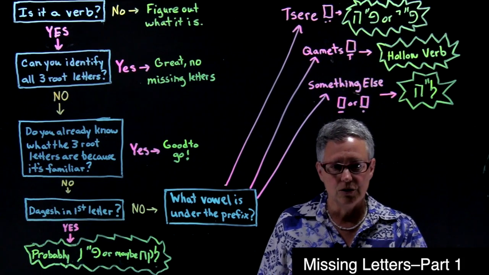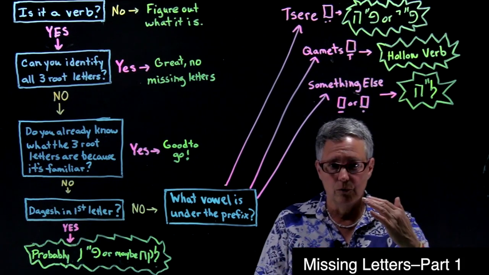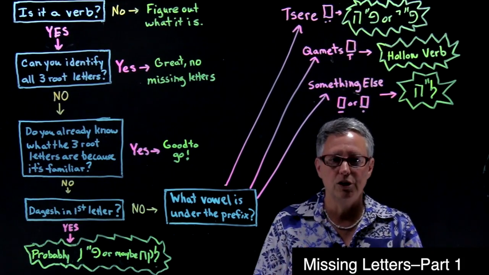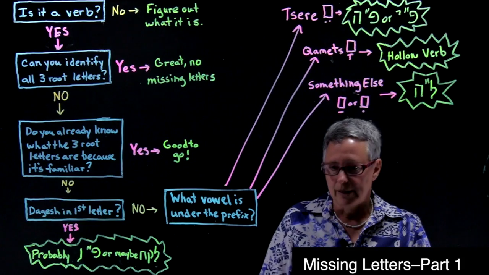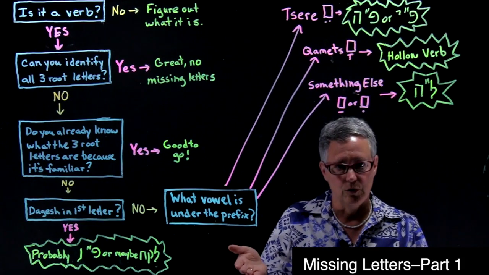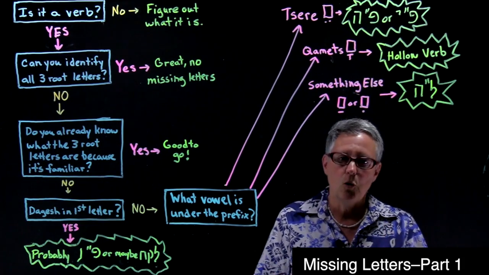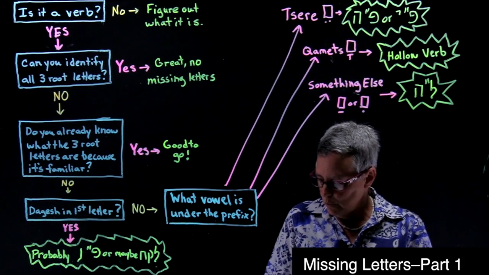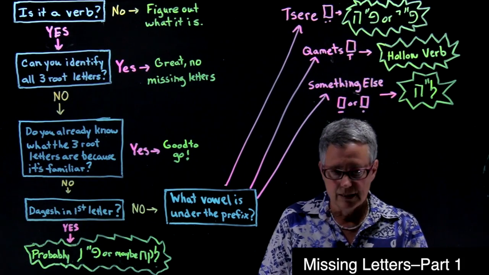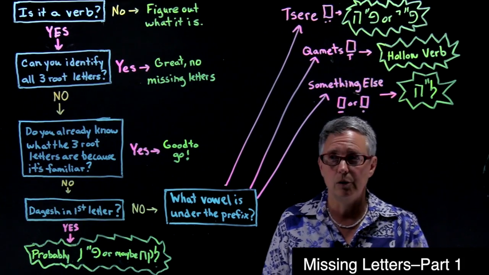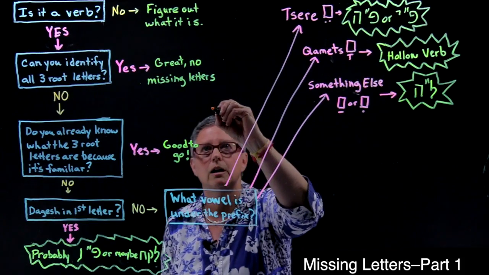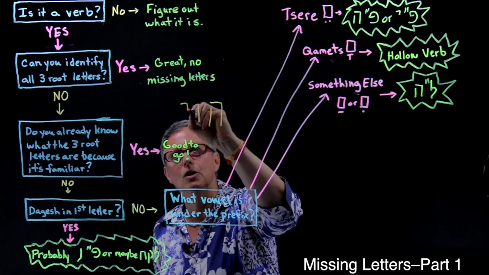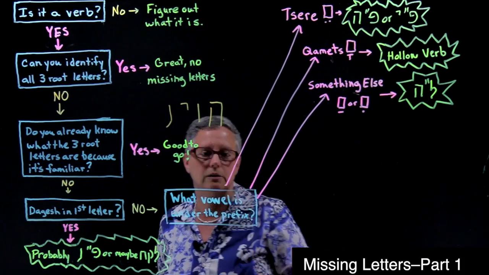And you can use those rules in that chart to help you figure out which root letter is missing. But today, I'm going to walk you through a series of questions that will help you get to that result. As you remember, letters that disappear from verbs are generally the weak letters, which are He, Vav, Yod, and Nun.